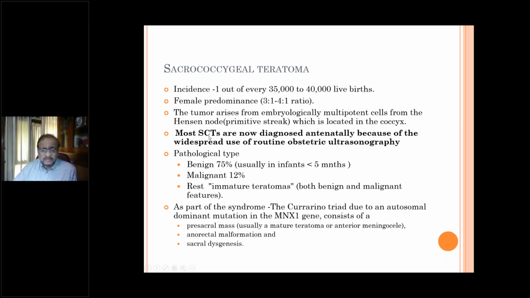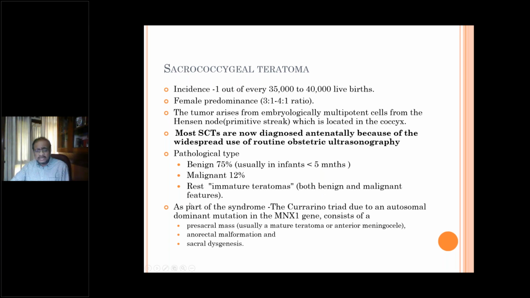And see, this is the most important. In our time, I think about 20-25 years back, we used to see a lot of sacrococcygeal teratomas. Why? Because they were diagnosed only postpartum. Now, how are they diagnosed? They're diagnosed antenatally. Most of the STs are diagnosed antenatally because of widespread use of routine obstetrical ultrasonography, and that is why we hardly get a lot of patients to see. Right? The incidence of seeing these patients after birth has gone down. Pathological types are 3 types: benign 75%, malignant 12%, and benign usually in infants less than 5 months it is 75%. The rest are immature teratomas, with both benign and malignant elements.